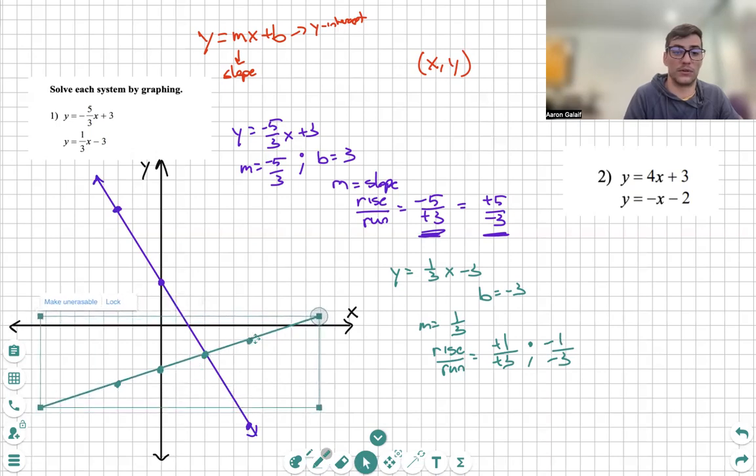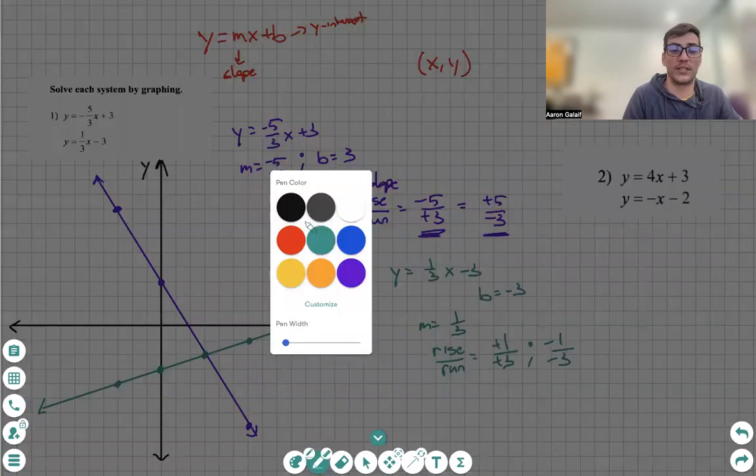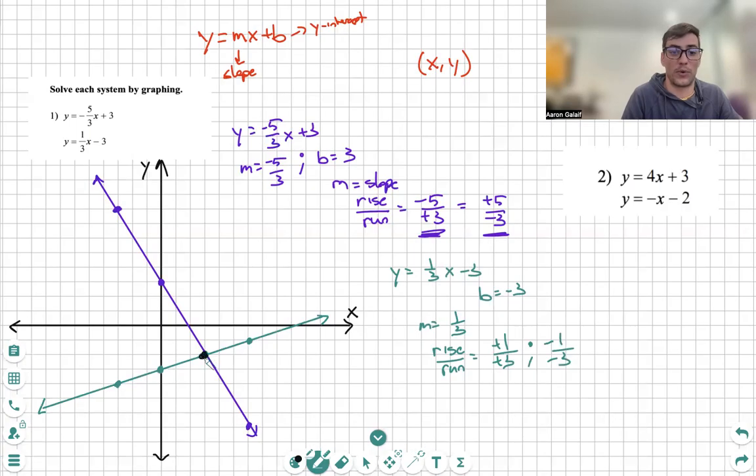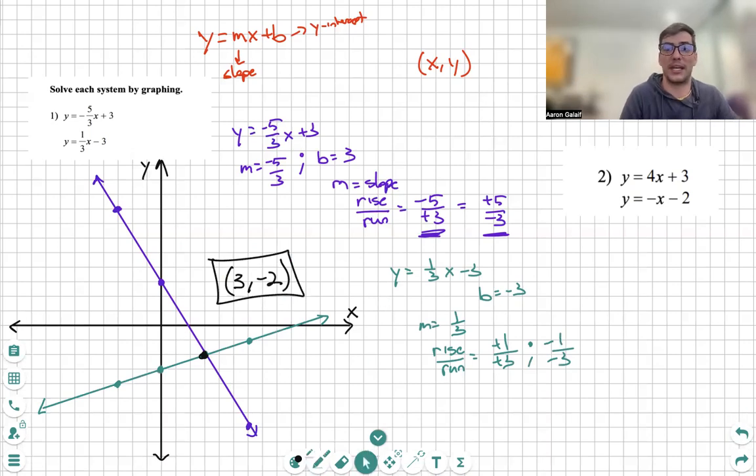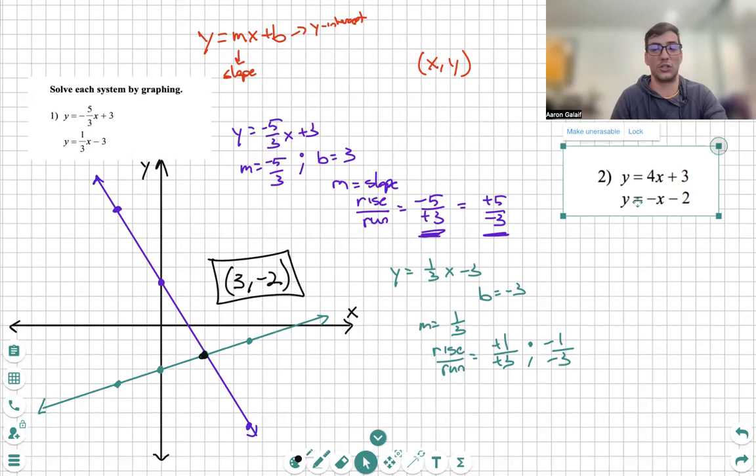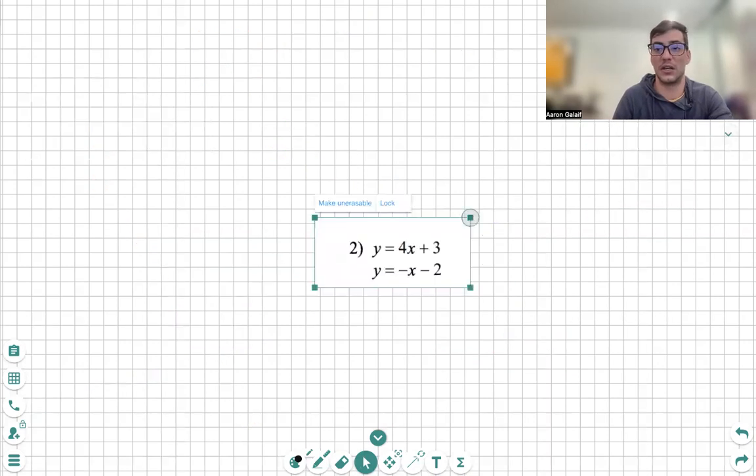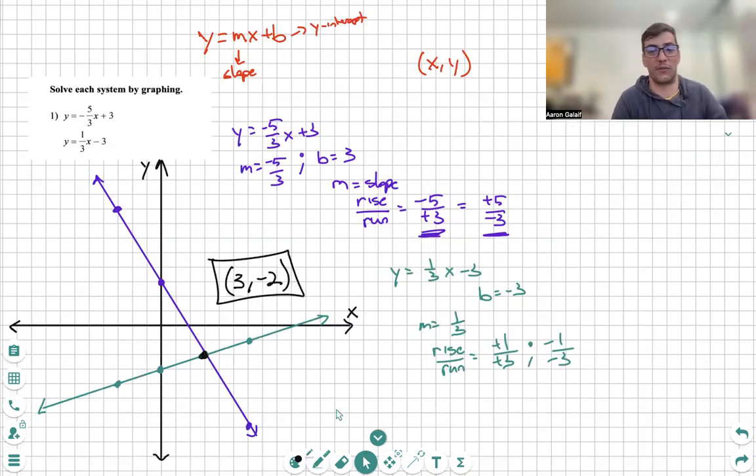Beautiful. And then you can clearly see we have a point of intersection. And our point of intersection in this equation is +3, -2. That is the solution to this problem set. We can even test this by plugging this back into our original equations to see if we got it correct.